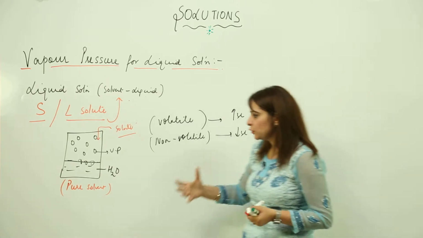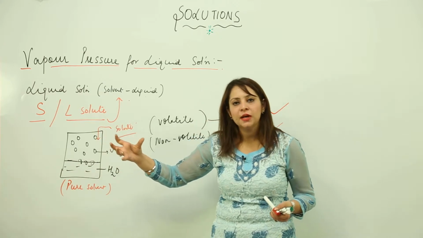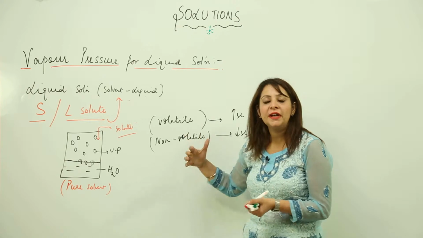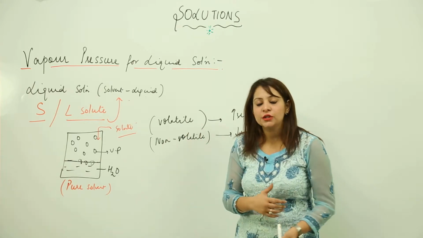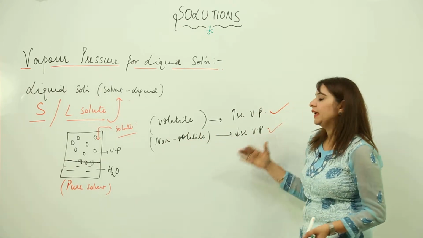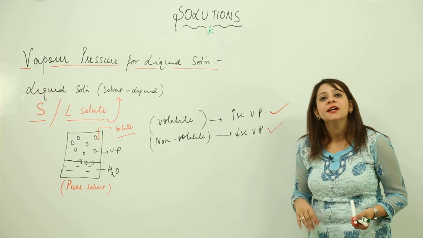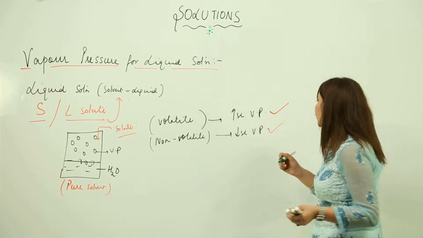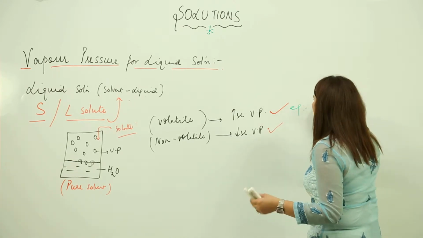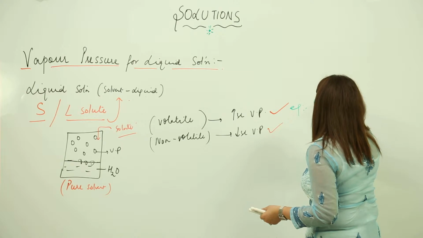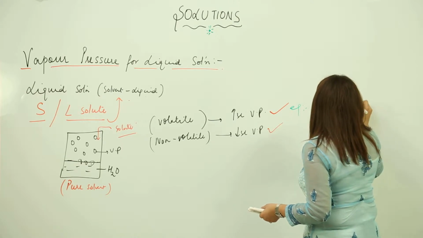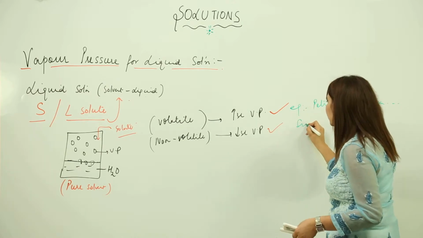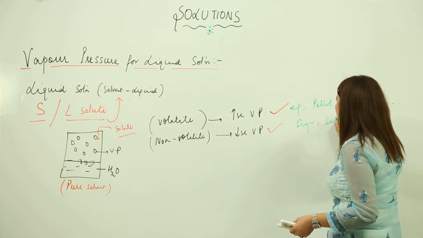Again, as I have told you, a pure solvent always has some vapors and exerts some vapor pressure. And when we add some solute, depending upon whether its nature is volatile or non-volatile, it is going to affect the vapor pressure. So let us write a few examples of volatile and non-volatile solutes. Volatile: petrol, diesel, kerosene, and non-volatile: sugar, salt, etc.